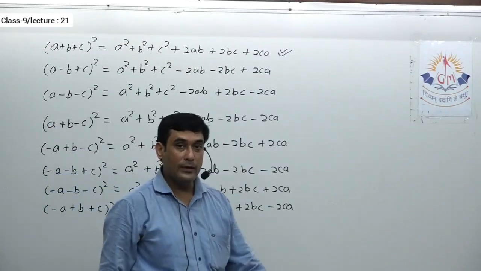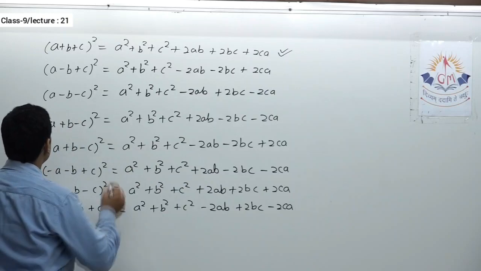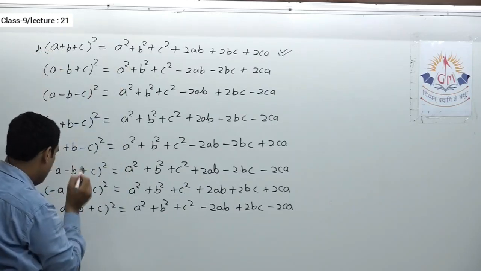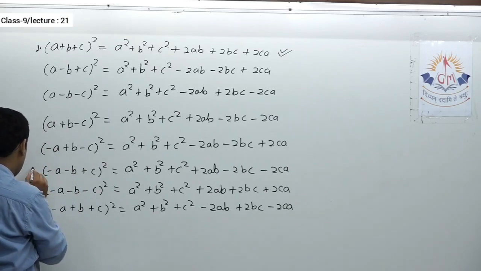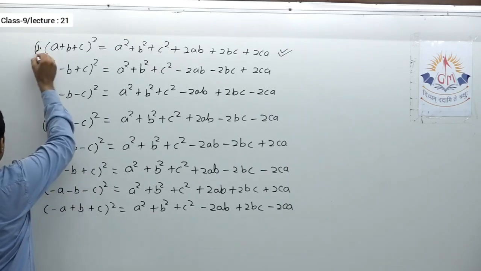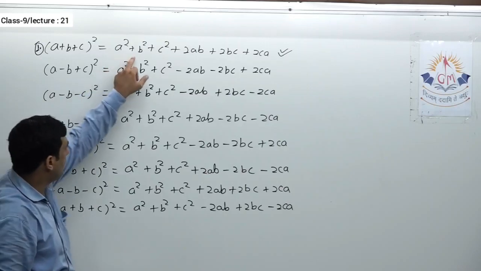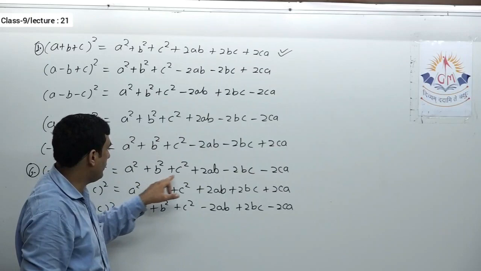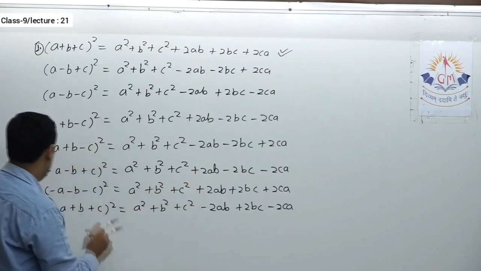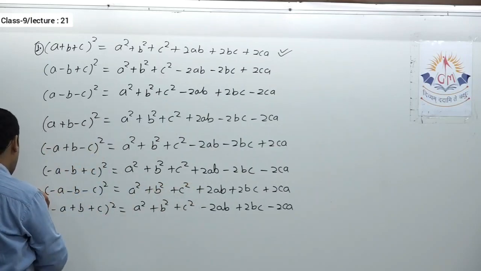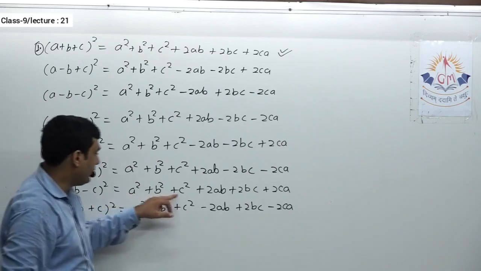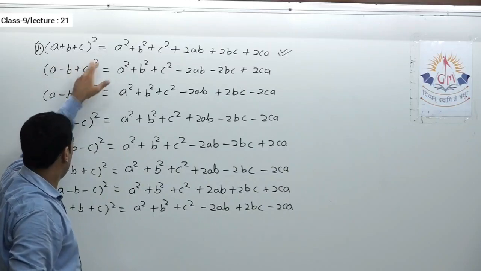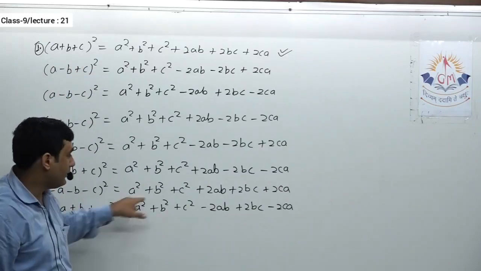Now one thing more that you should observe. See, this first one and this seventh one have the same expression: a square plus b square plus c square plus 2ab plus 2bc plus 2ca. Even though here all three are positive and over here all three are negative, still they are the same.